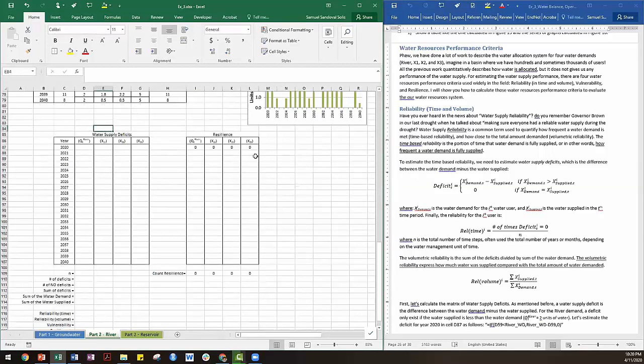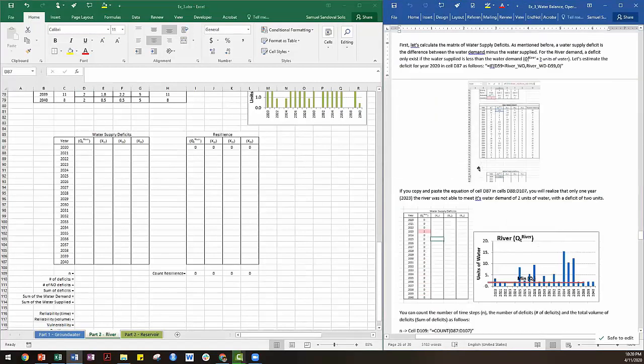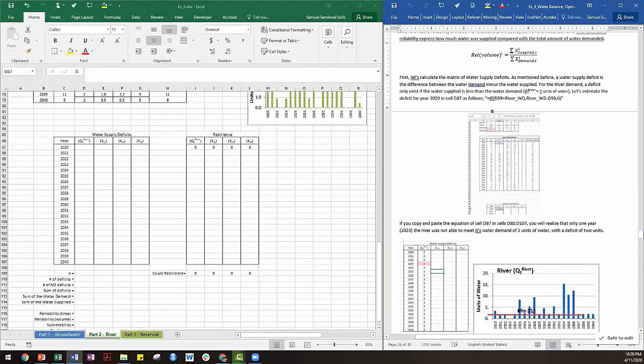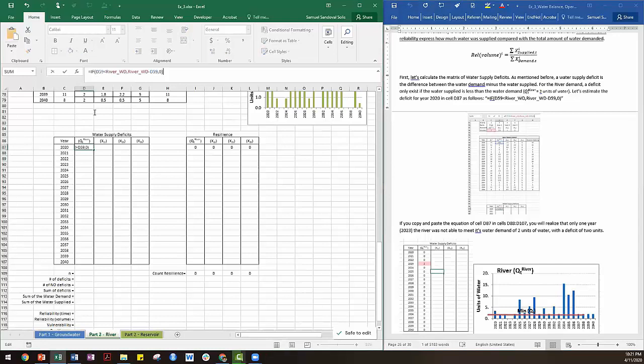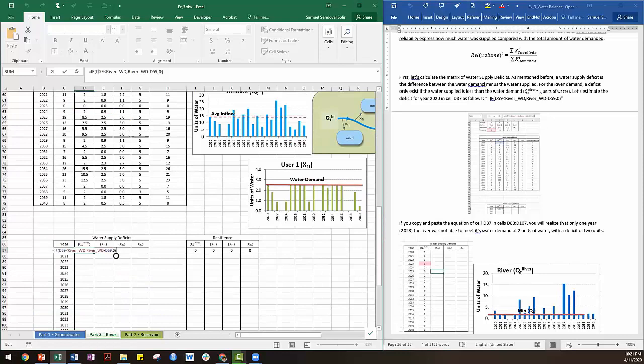In this case, what you can see here is that in order to estimate reliability, basically we need to build this matrix of deficits. So how can we estimate this matrix of deficit? Basically, we have to subtract the water demand versus the water supply. So if the water supply is equal or greater than the water demand, then there was no deficit. Otherwise, you subtract the water demand minus the water supply, which is basically what I'm saying here.